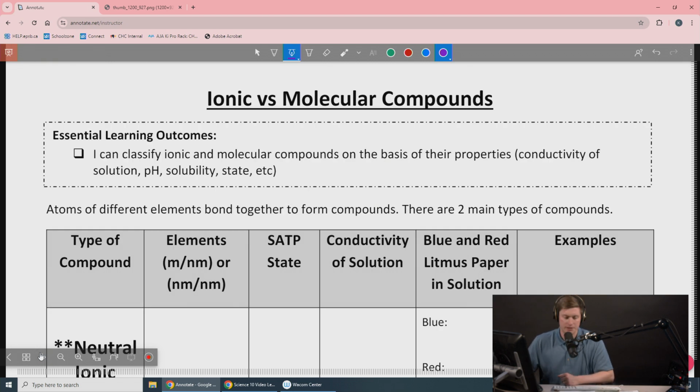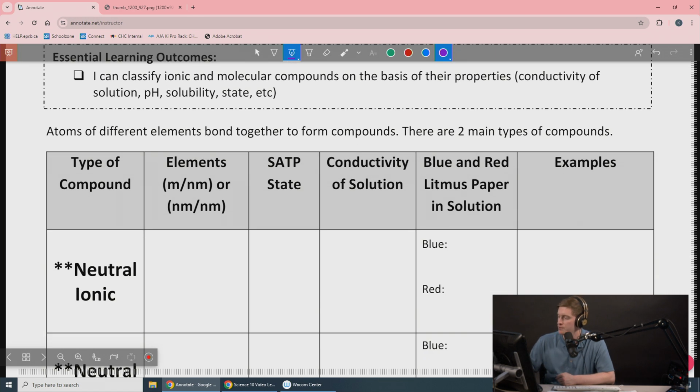This we're going to end off today. We're going to talk about ionic versus molecular compounds, and then we're going to spend the next few lessons naming them. But if you take a look here, atoms of different elements bond together to form compounds. There are 2 main types of compounds. We have neutral ionic and neutral molecular, what we're going to start with.